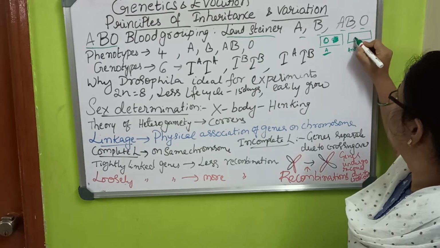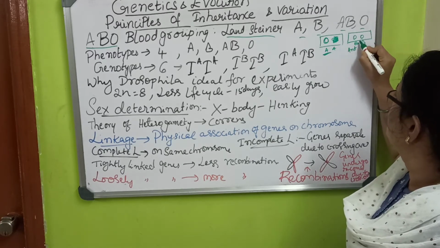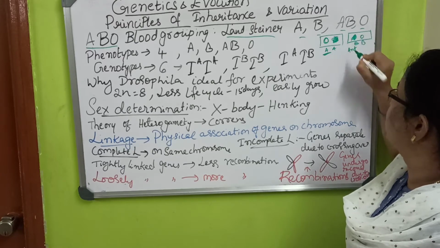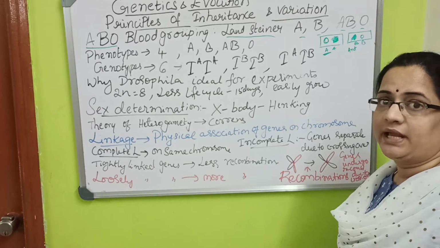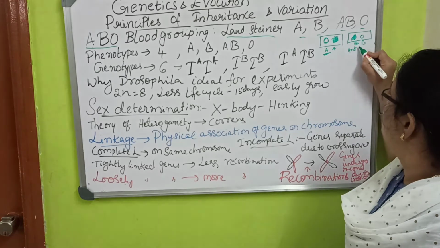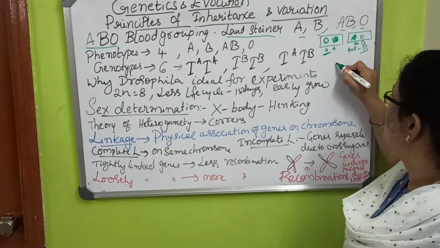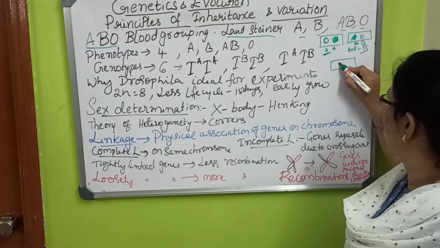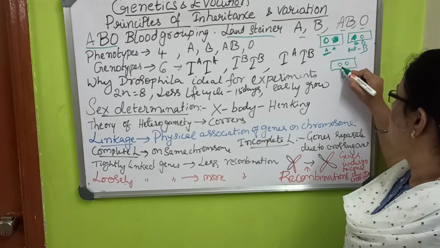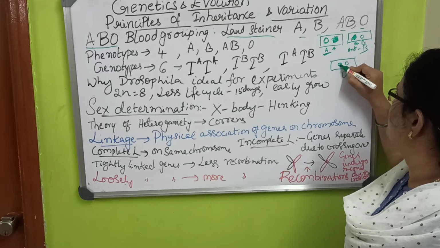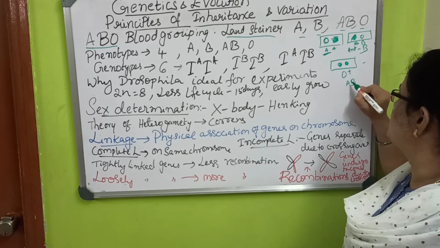Antiserum B, again 2 drops. If agglutination happens, the process is called agglutination, the blood is breaking like curd. If B is breaking, then it is B. If both are not breaking, then it is O group. And if both are breaking, then it is AB group.